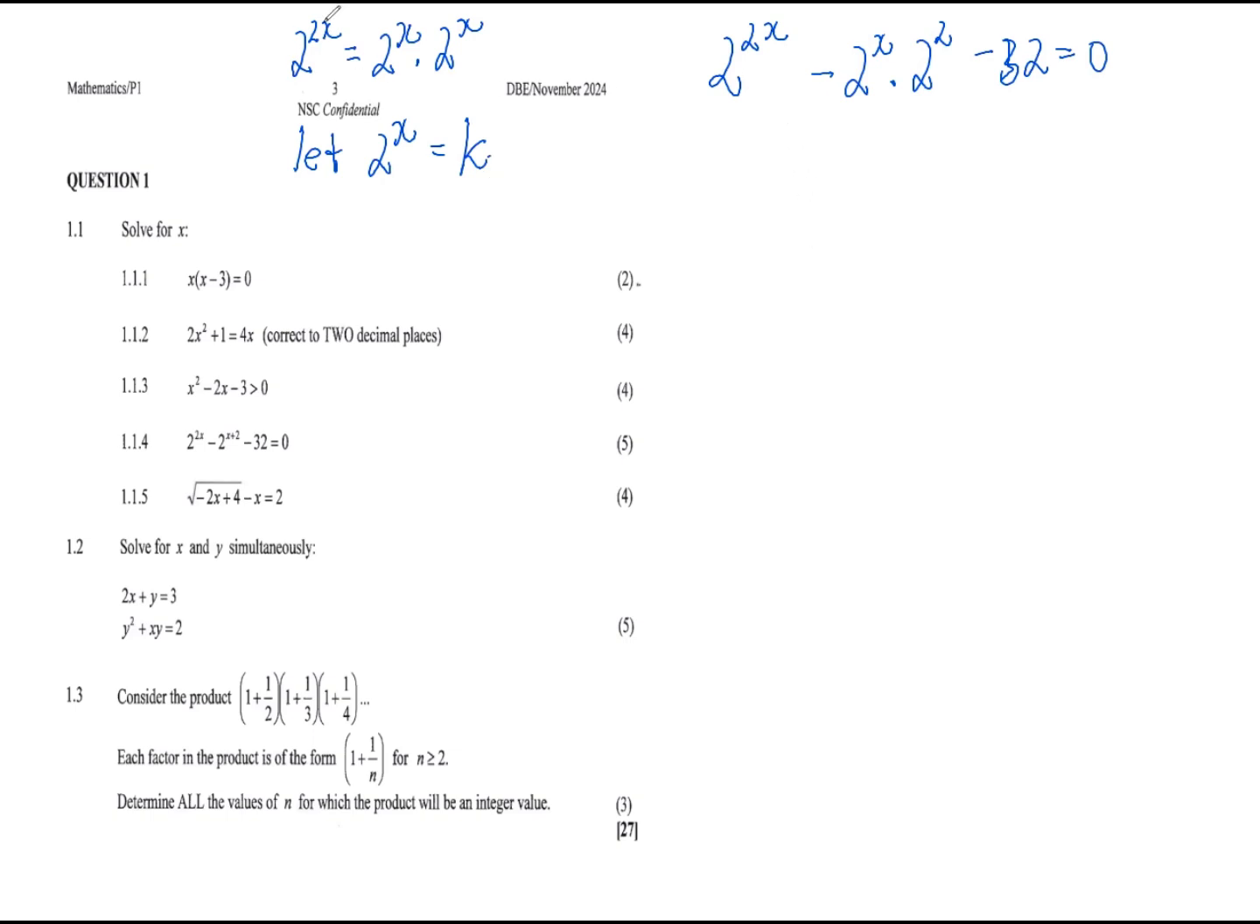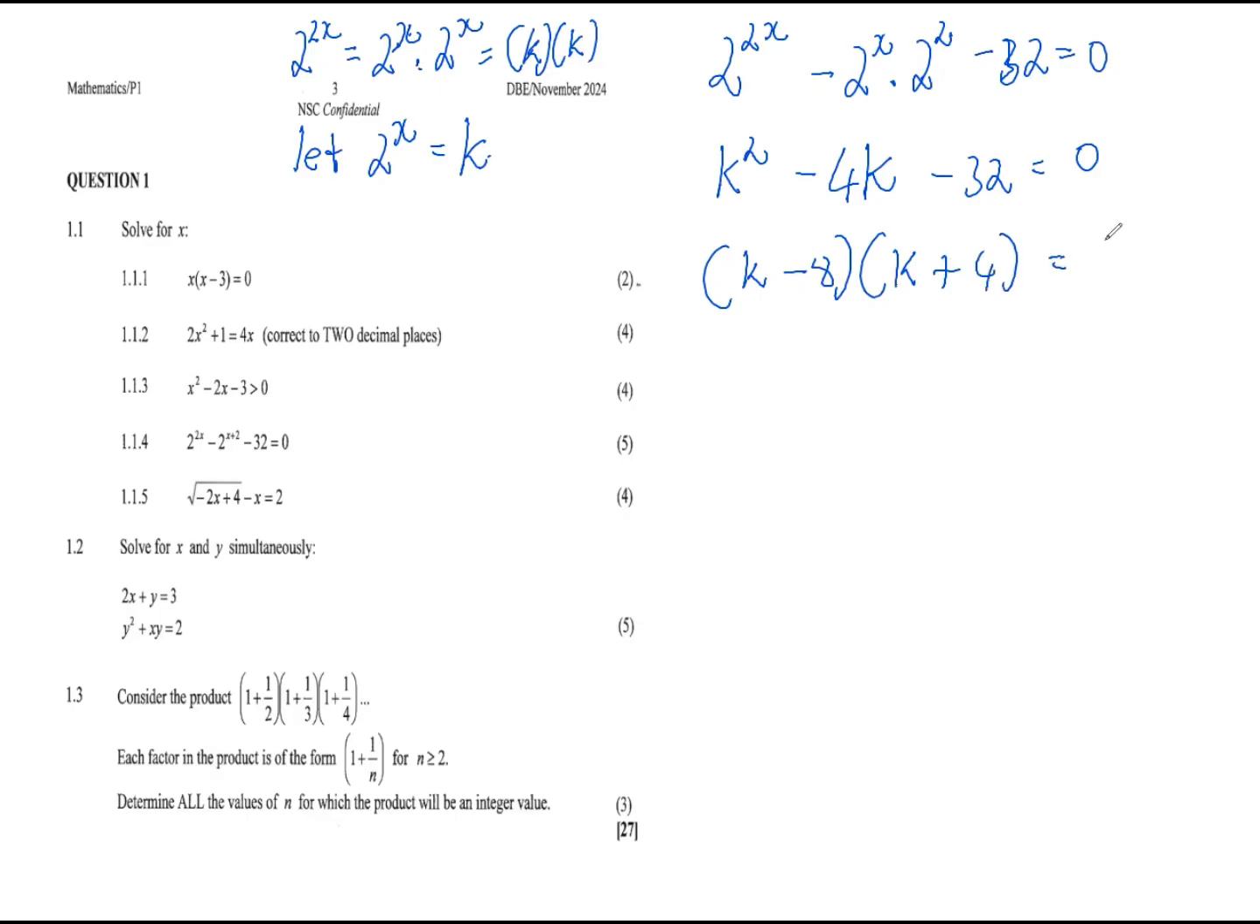Now, if I'm saying that 2 to the exponent of 2x is 2 to the exponent of x multiplied by 2 to the exponent of x, what I'm simply saying is that this is k multiplied by k, which means all of this will be what? K squared. And then 2 to the exponent of 2 is 4. Remember, the 2 to the exponent of x can be replaced as k, then minus 32. So I am still going to factorize this the way I did, k minus 8, then k plus 4 is equal to 0. Now my k is either equal to 8 or my k is equal to negative 4.